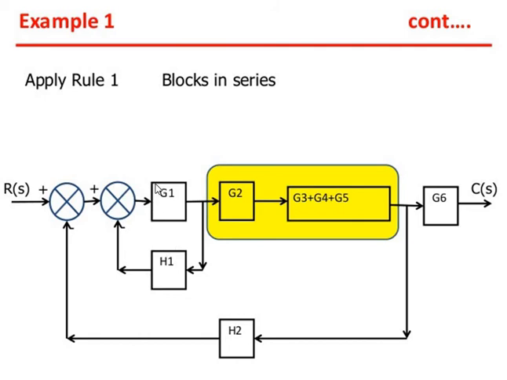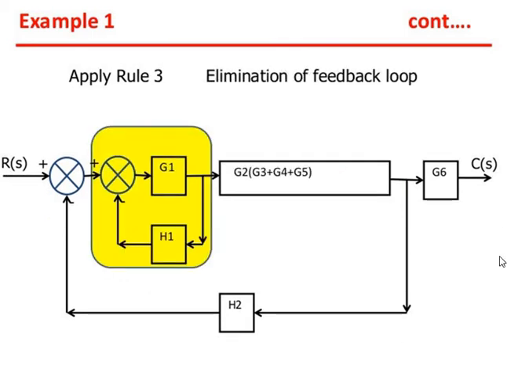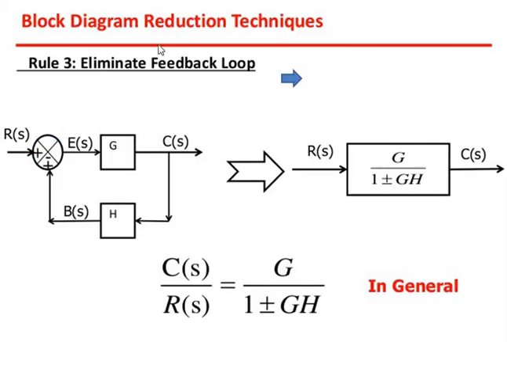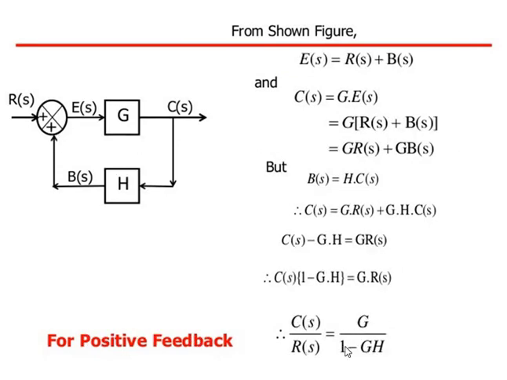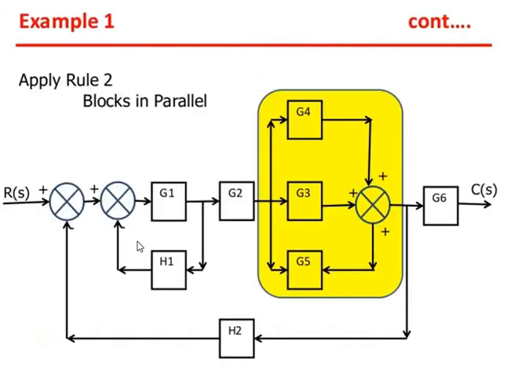here these two blocks are connected with the feedback. So for these two blocks we have to apply rule 3, which is the feedback path elimination rule. Now rule 3, which eliminates the feedback path loop, has the general equation CS by RS equals G upon 1 plus or minus GH. If here is a minus sign, then it becomes G upon 1 plus GH. If here is a plus sign, it becomes G upon 1 minus GH. So here it is connected with the minus sign, so it becomes the plus.